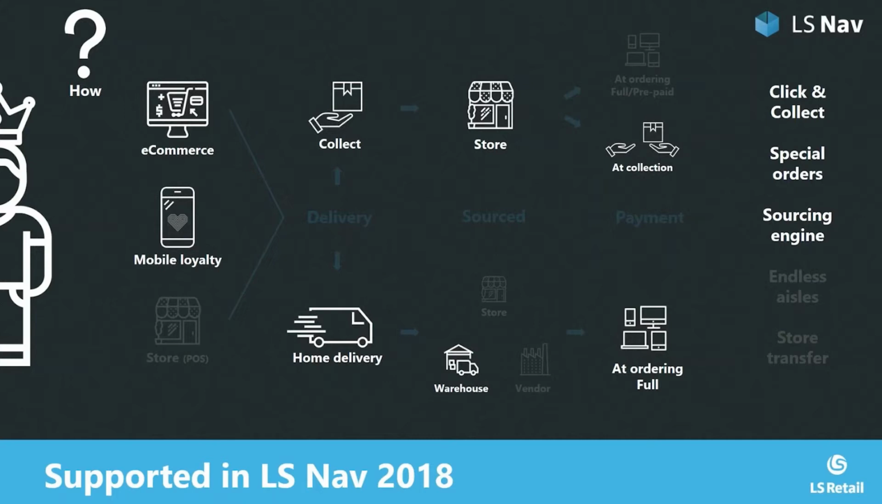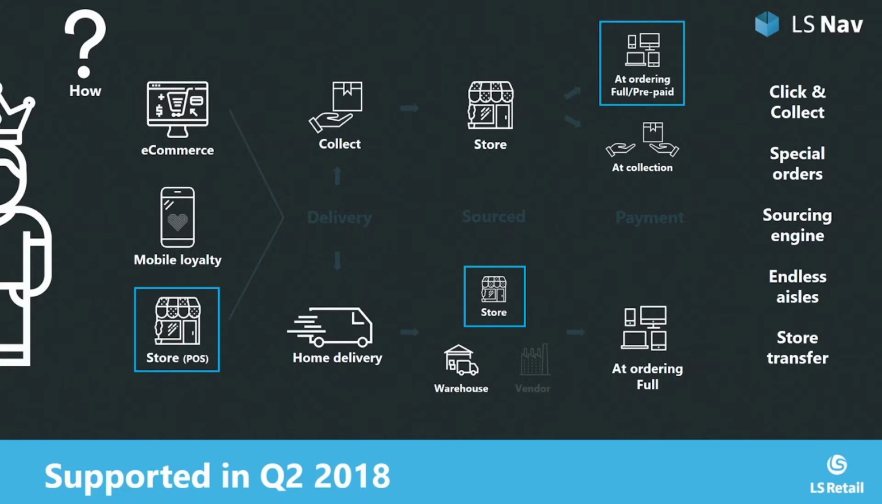Supported in the LS Nav 2018 release: the creation of order at e-commerce and mobile loyalty apps, collect at store and paid at collection, and have it delivered from a warehouse and paid at shipping. We are currently developing and will be releasing in the next couple of months the ability for the customer to go to the store, and if he doesn't find the item he's looking for, the staff can offer them to collect it in a different store, have it shipped to their location, or offer them to pick up the item later that day or day after it has been delivered from a different store to that same store.